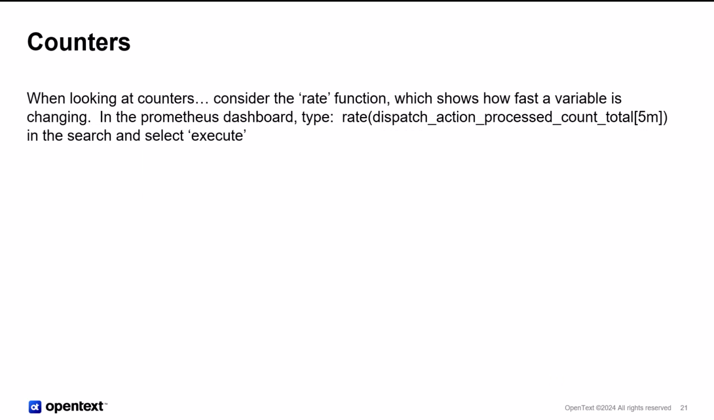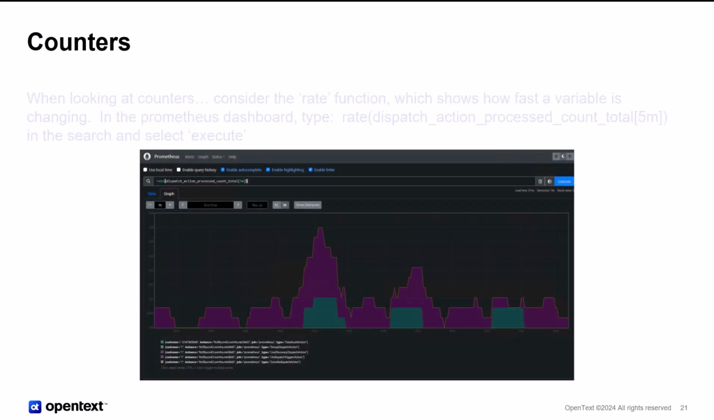Counters by themselves are not necessarily that interesting. Sometimes you want to consider using functions. There is a built-in rate function, which shows how fast a variable is changing. So instead of looking at the dispatch action process count total all by itself, you can wrap that in the rate function and then add the 5-minute interval. Put that in the search bar and select execute. Now you'll see a rate graph for that counter. All counters can work in this general way.